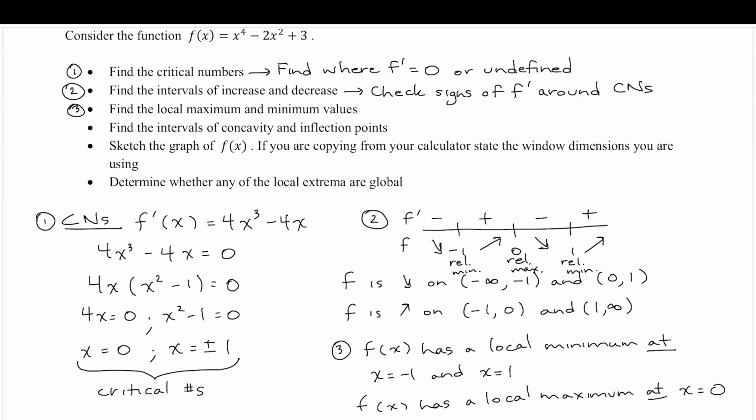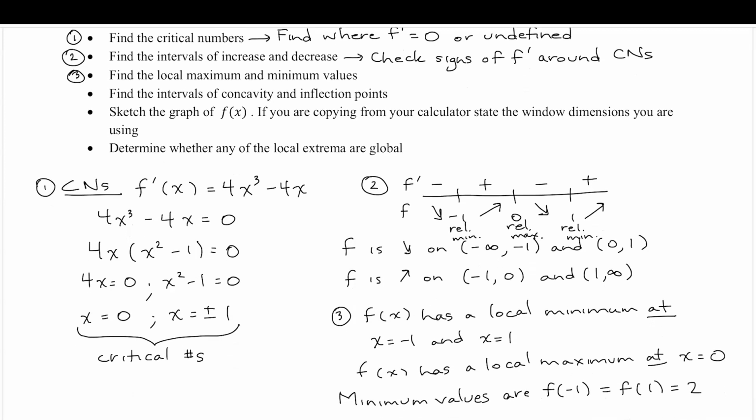Now the question said find the local maximum and minimum values. Okay, so the minimum values are y values. So that would be f of negative 1, which in this case happens to be equal to f of positive 1, and that is 2. And again, how do I know that? Because I plugged those x values into the formula for f, and you can do the same. And the maximum value is, okay, so I'm saying what the max and min are as opposed to where they are. So the maximum value is f of 0, which is 3.